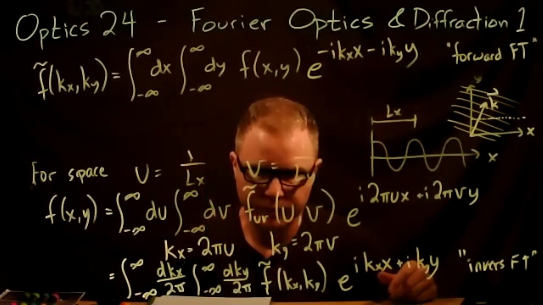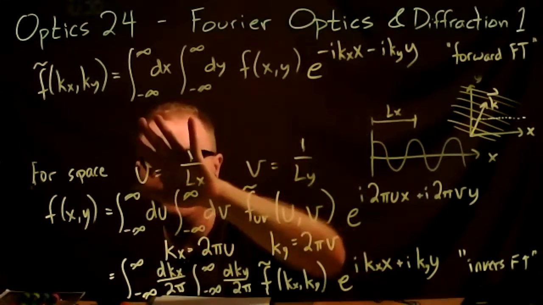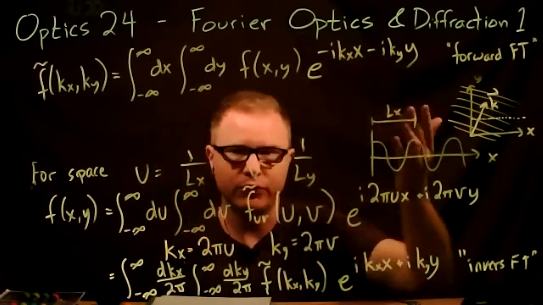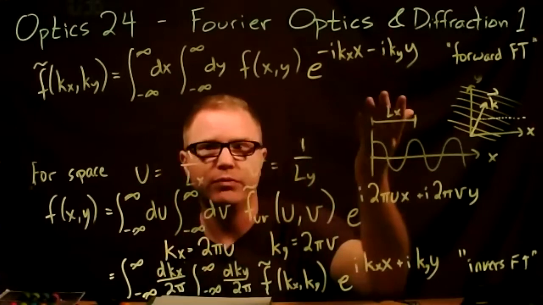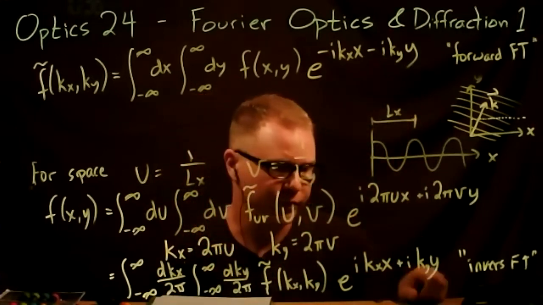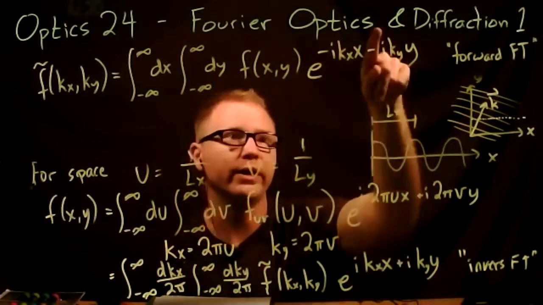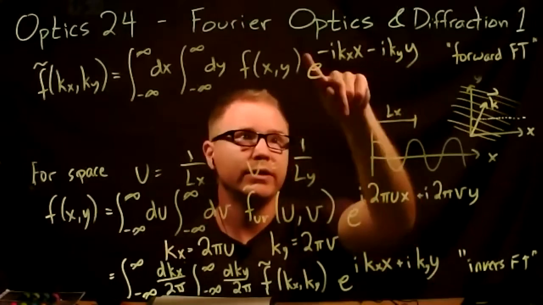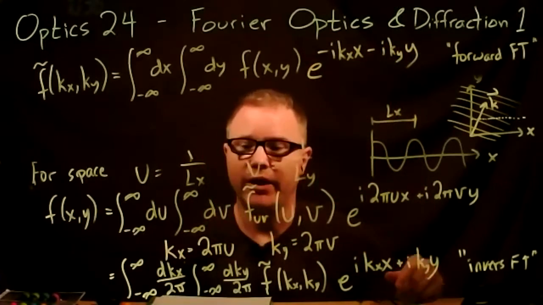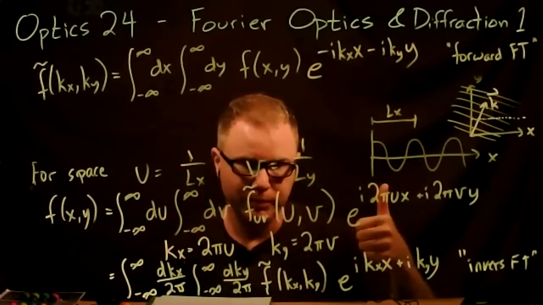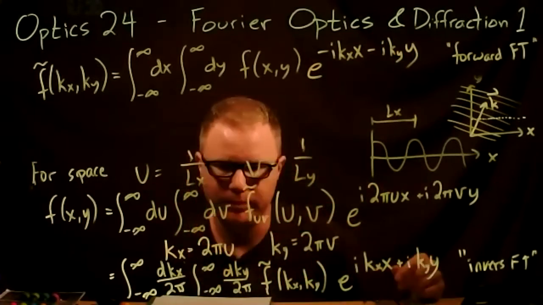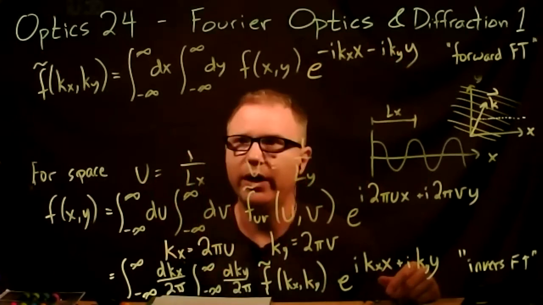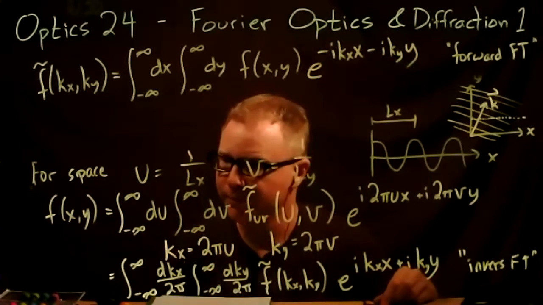And so often the intuitions you have about Fourier transforms in the forward direction are going to carry right over to Fourier transforms in the inverse direction. It's just a matter of bookkeeping to keep track of the complex conjugates here. And also, depending on whether you use real spatial frequencies, U and V, or these angular spatial frequencies, kx and ky, keep track of the two pi's.